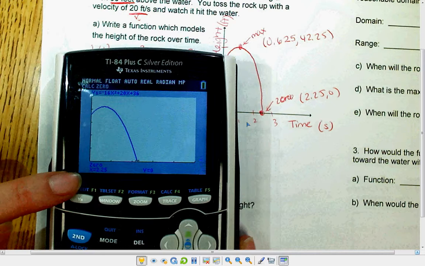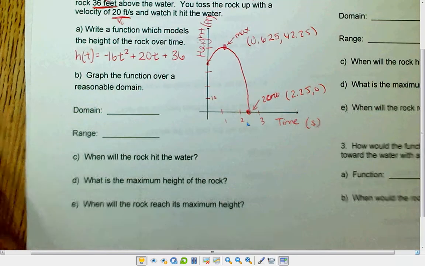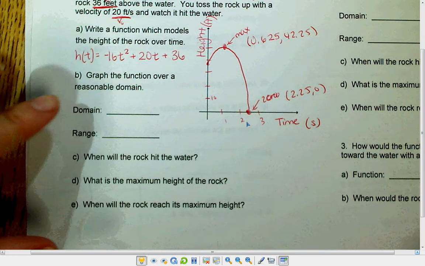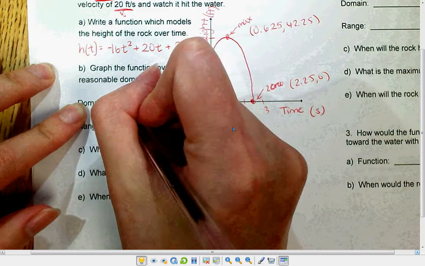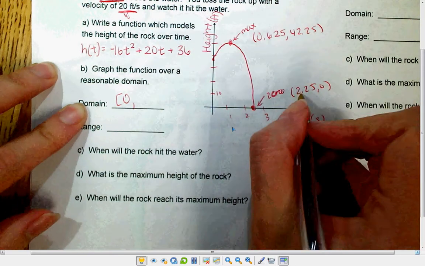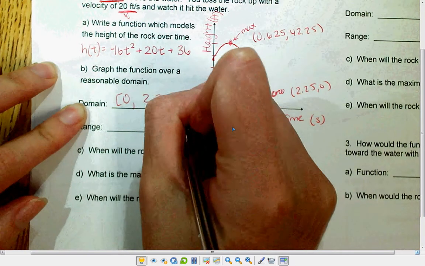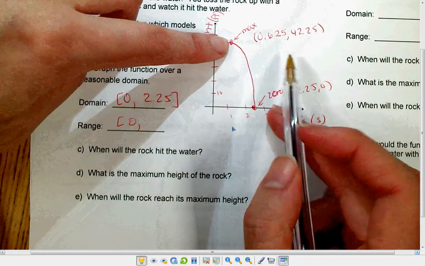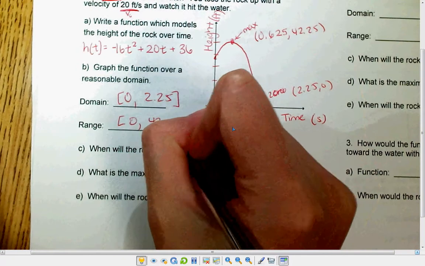Which is right here, 2.250. Those are my two important points. Using these points, we can now answer all these problems. So for our domain, we know it starts at 0 until the biggest x value, which is going to be 2.25. My range, again, starts at 0, goes all the way up to the maximum, which has a y value of 42.25.